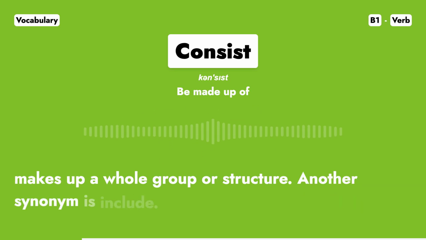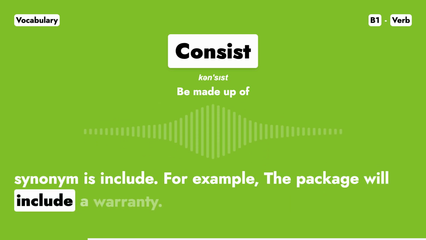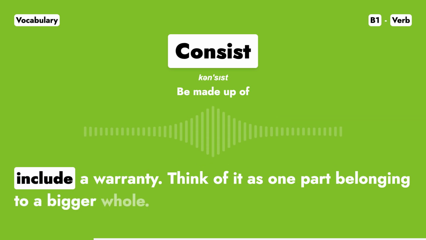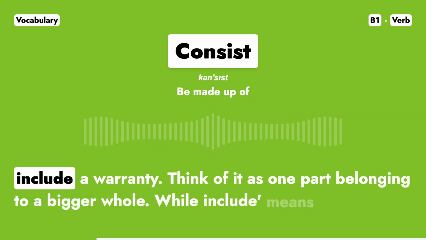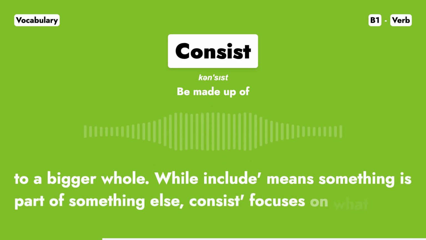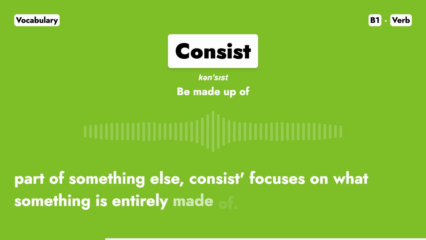Another synonym is include. For example, the package will include a warranty. Think of it as one part belonging to a bigger whole. While include means something is part of something else, consist focuses on what something is entirely made of.